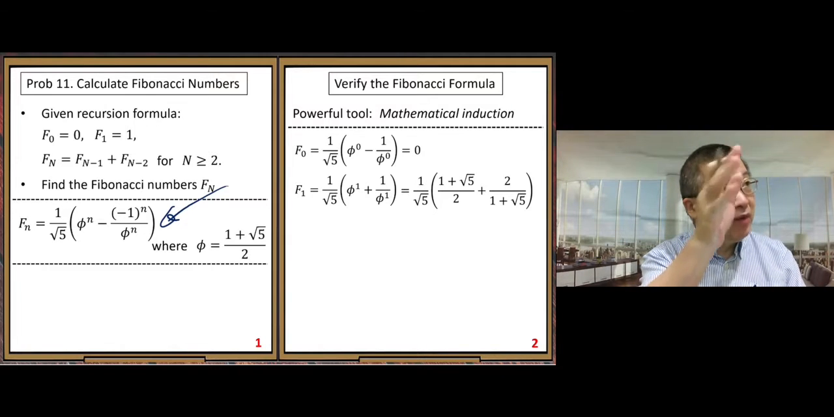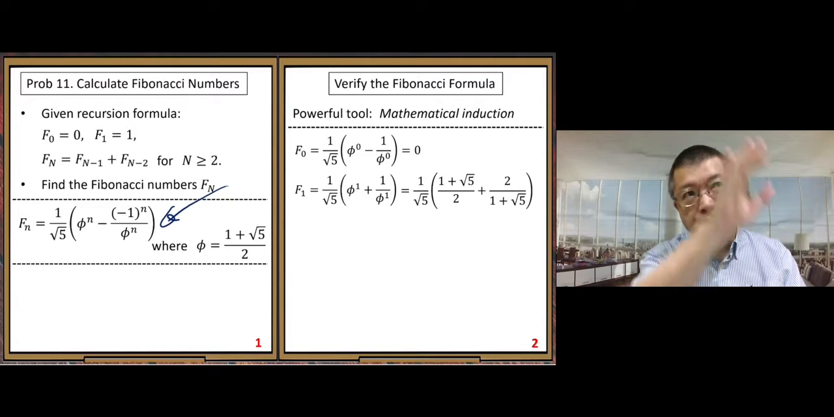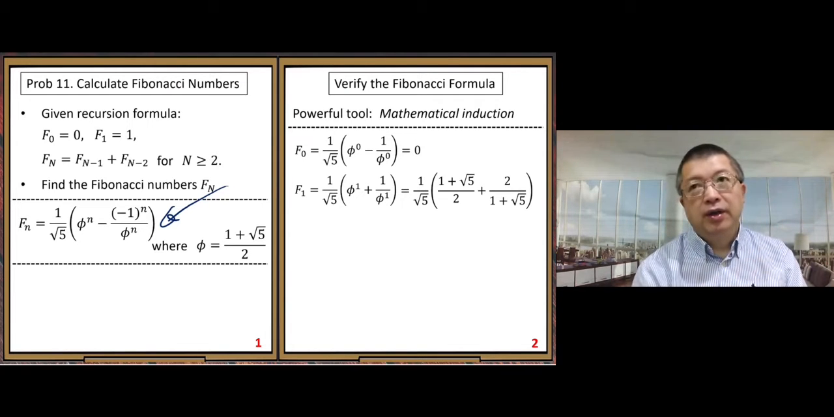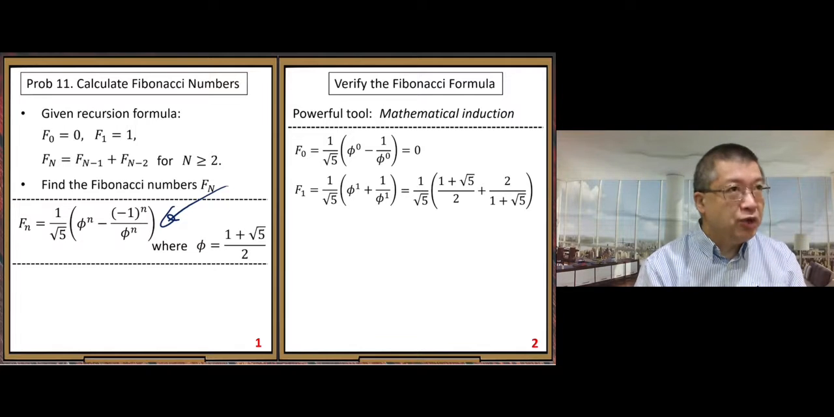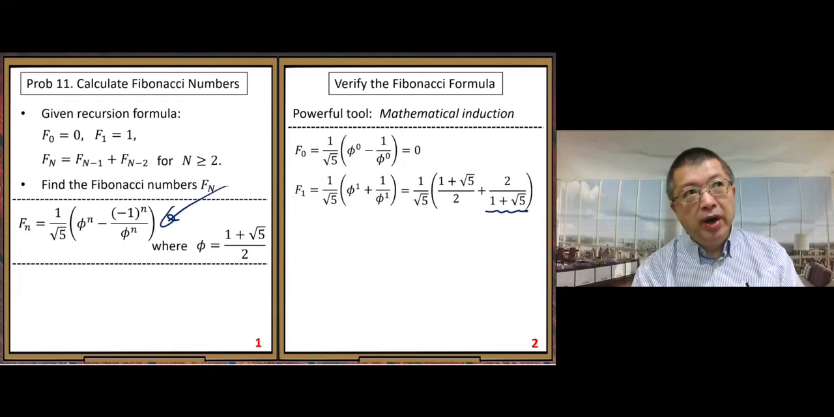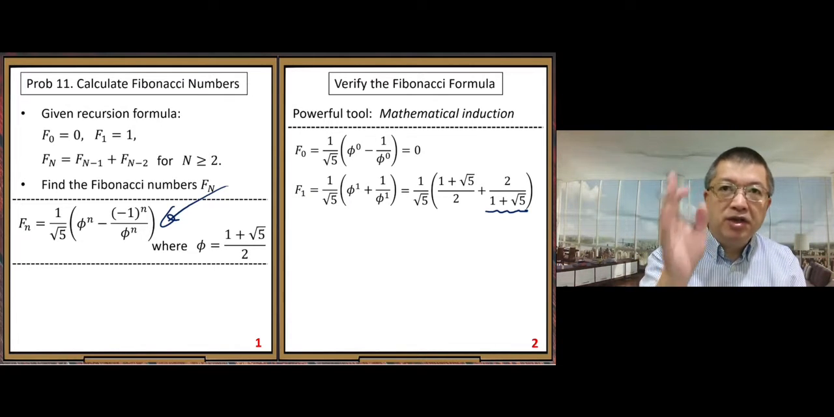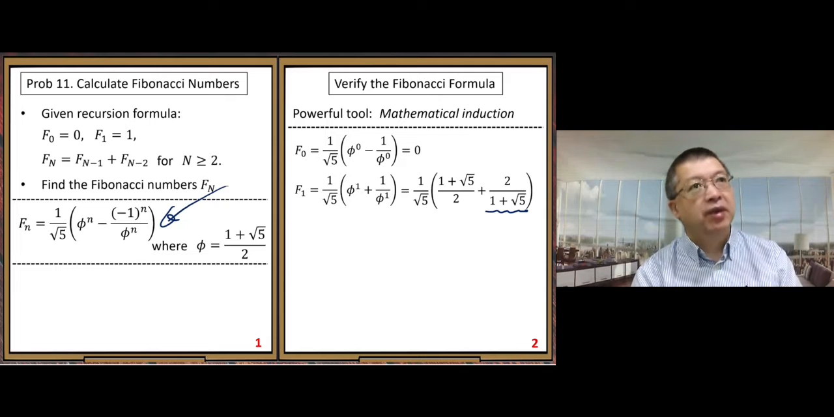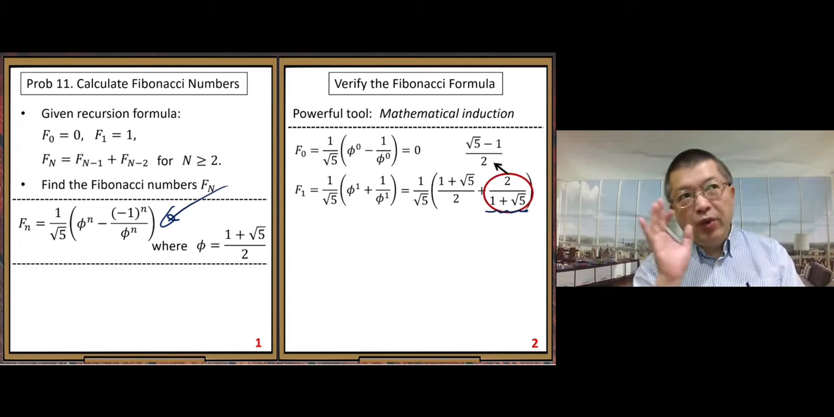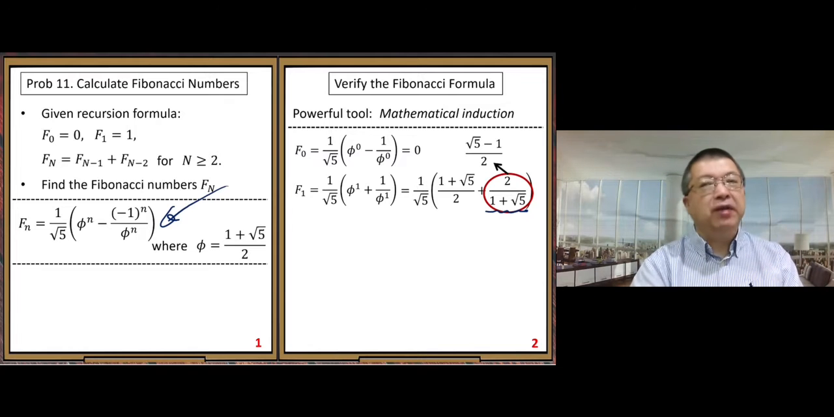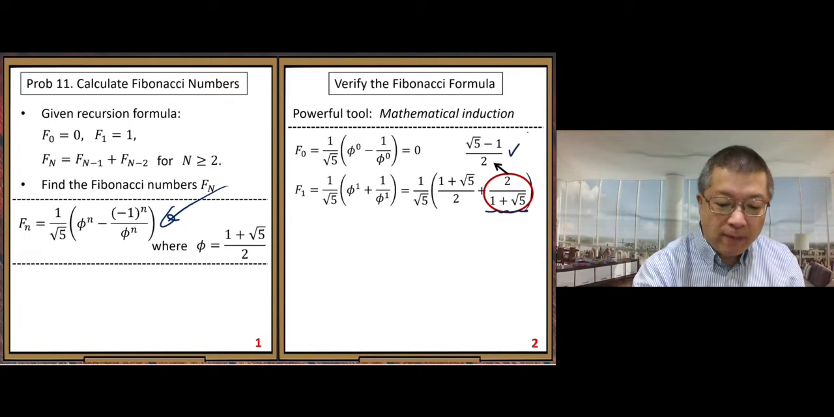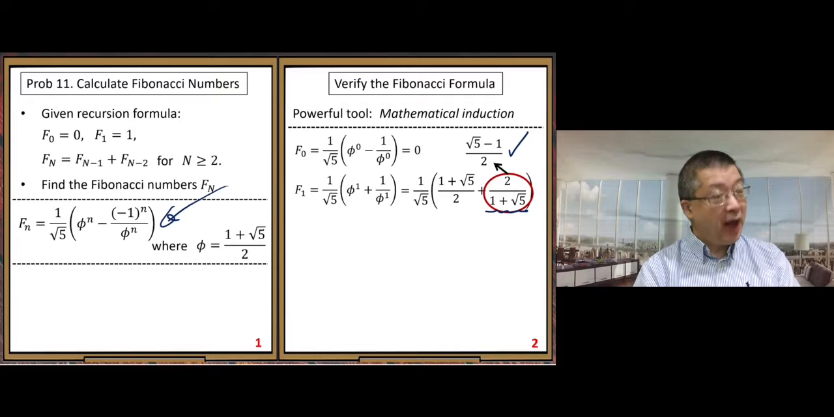Then we need to use that (1 plus root 5) over 2, the definition of the golden ratio. But here, this number is not very convenient because 1 plus root 5 is in the denominator. So we want to change its form, to make a more friendly form. So that is this one. Can you see how to get that?